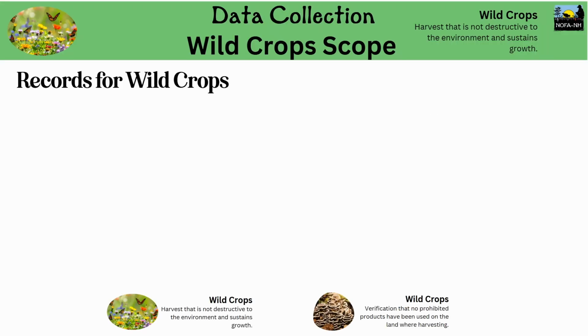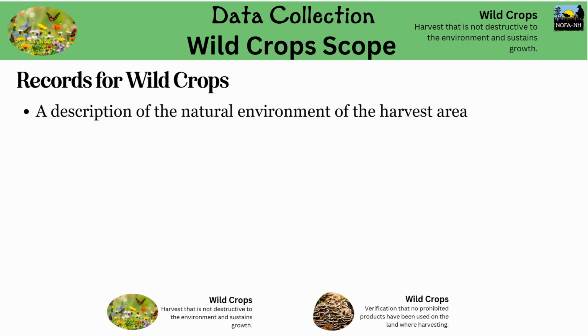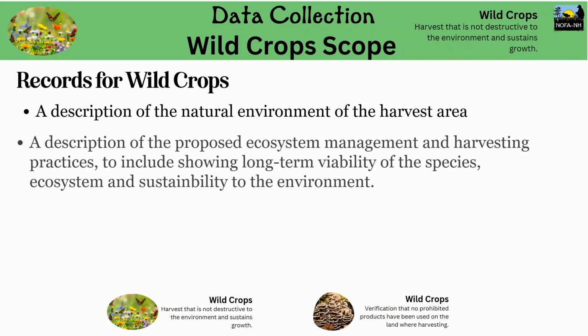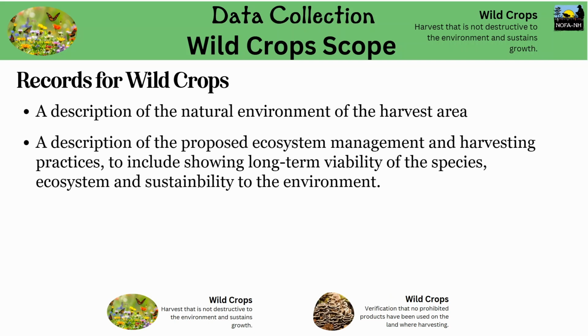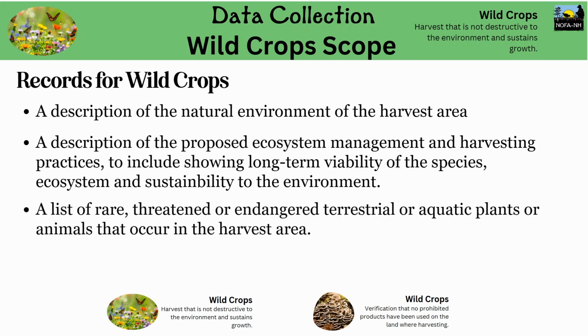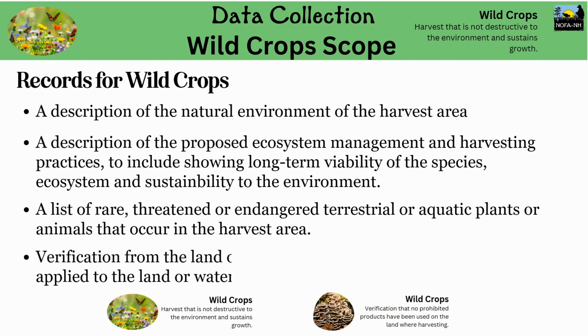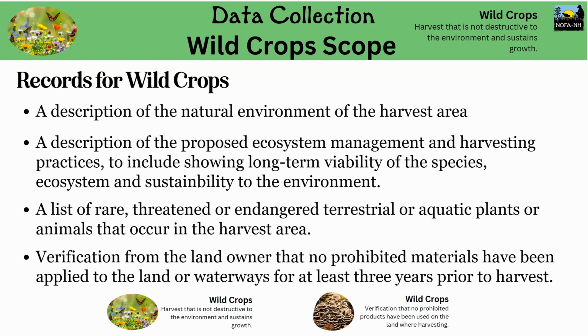These additional records for wild crops, which is sometimes referred to as forest farming, is a description of each area where you will be harvesting from, how you plan to manage the ecosystem and sustain the environment in that area, a list of rare, threatened, or endangered species in the area, and then verification from the landowner that no prohibited materials have been applied to the land or waterways for at least 3 years, 36 months.